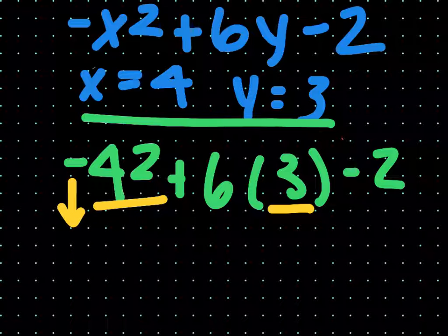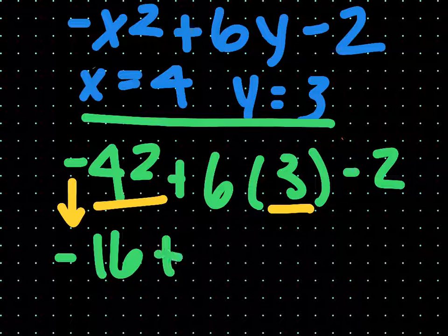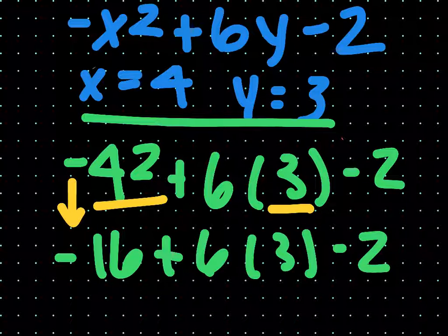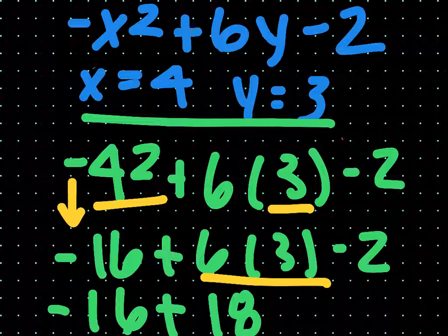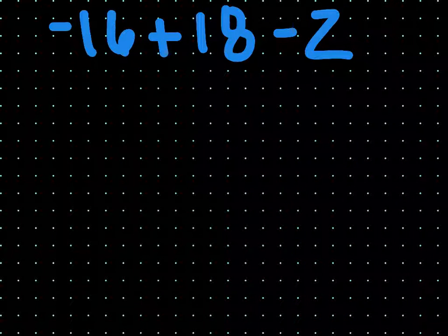Bring down your negative sign. Negative 16 plus 6 times 3 minus 2. Do we have any multiplication? Yes. We write the problem: negative 16 plus 6 times 3, which is 18, minus 2. Negative 16 plus 18, minus 2.